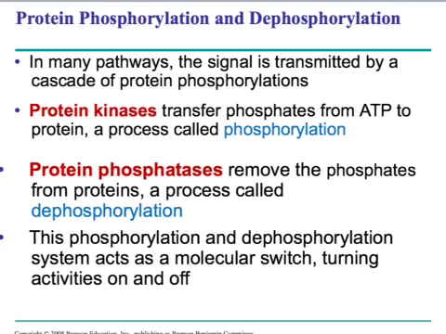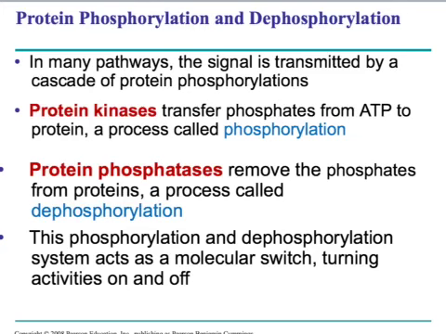Dephosphorylation is controlled by the protein phosphatase. And what protein phosphatases do is they take phosphates from proteins. So that's dephosphorylation. So let's do it again. Phosphorylation is done by protein kinases. We take phosphates from ATP and we give them to proteins. Dephosphorylation is done by protein phosphatases, and they take phosphate groups from proteins, and normally they give it back to ADP, turning it into ATP.